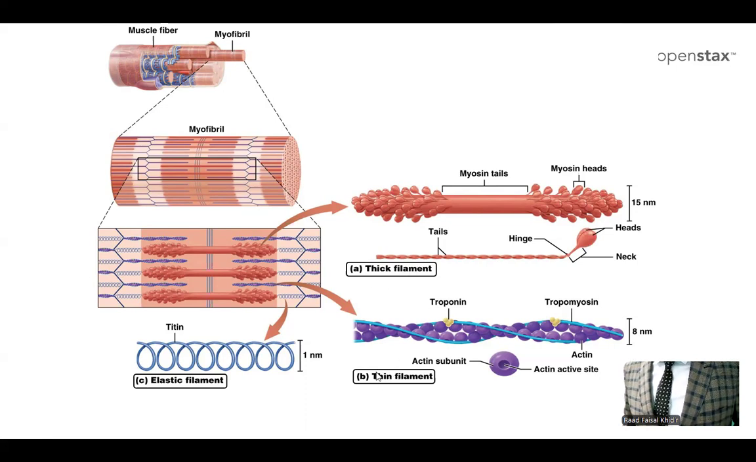And then you have the thin filament. The thin filament is made up of actin. Actin is the thin filament. You see, that is your G actin, the purple. You see the hole? So it is thin.